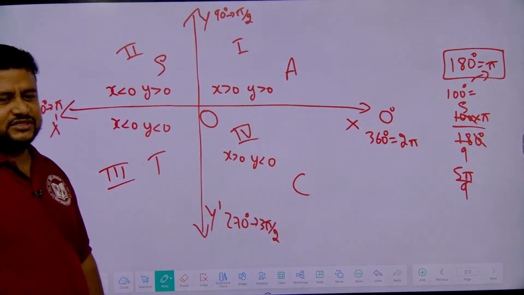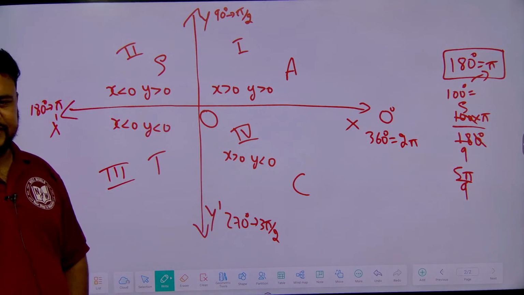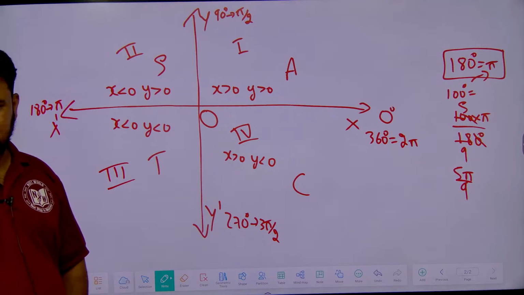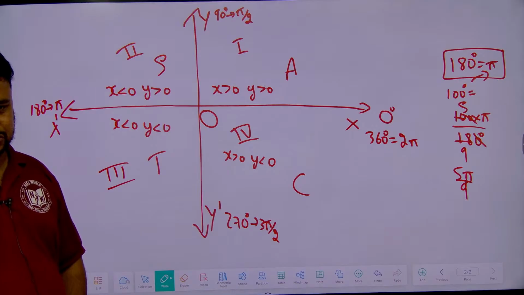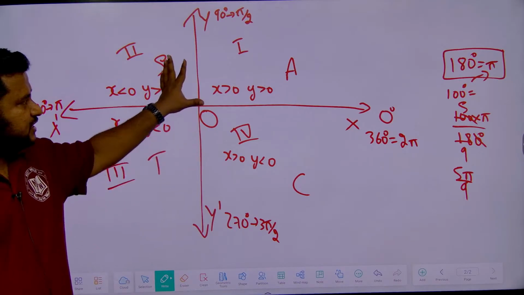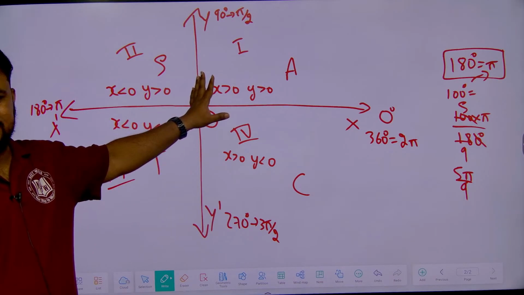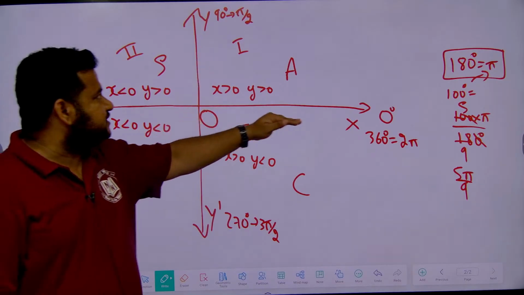We know the trigonometric ratios. What are the ratios that we have? Sin theta, cos theta, tan theta, cot theta, secant and cosecant. There are 6 trigonometric ratios. A stands for all. In the first quadrant, all the trigonometric ratios are positive. First quadrant means what? 0 to 90 degrees.